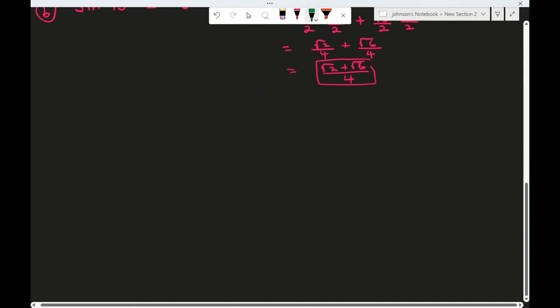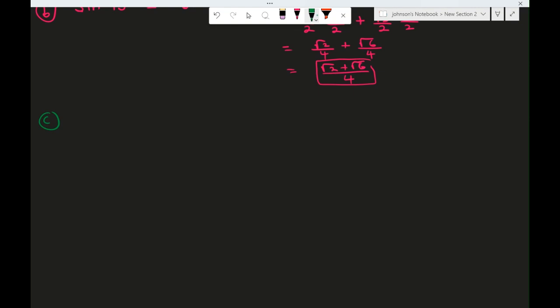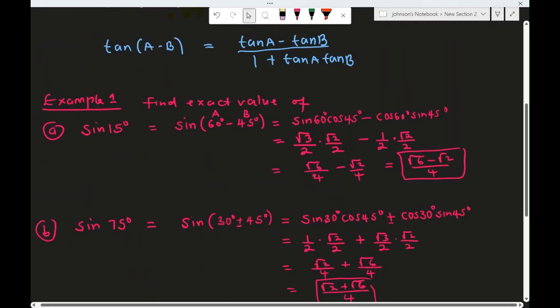Okay. Now let's take another one. Let's say C. C now, let's go with cosine. So we have cosine minus 105. Now we know cosine is what? Is even. So this is still the same thing as cosine 105. And we can write this as cosine of what? 60 degree plus 45 degree, right?